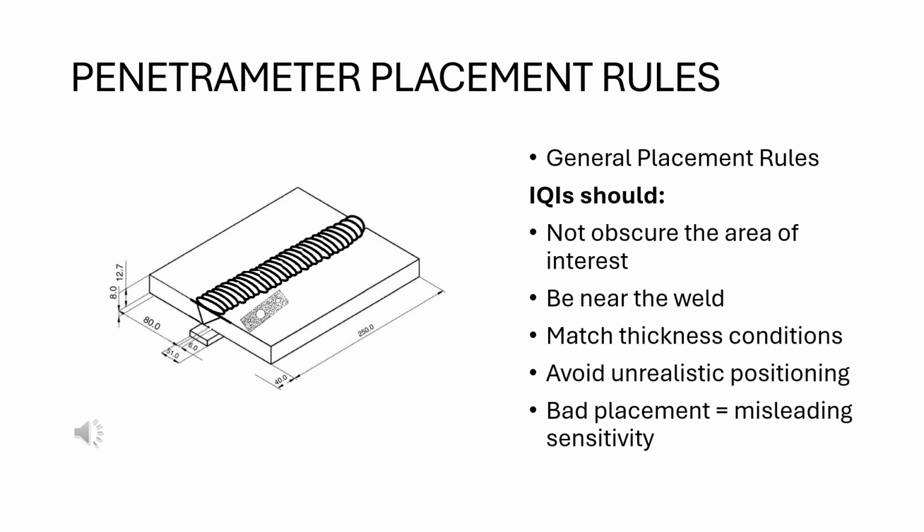General placement rules are straightforward but critical. The IQI should not obscure the area of interest. It should be placed near the weld and match thickness conditions as closely as possible. Inspectors also avoid unrealistic positioning over geometry transitions, backing rings, or abrupt thickness changes. Bad placement creates misleading sensitivity and can make a technically compliant radiograph operationally worthless.